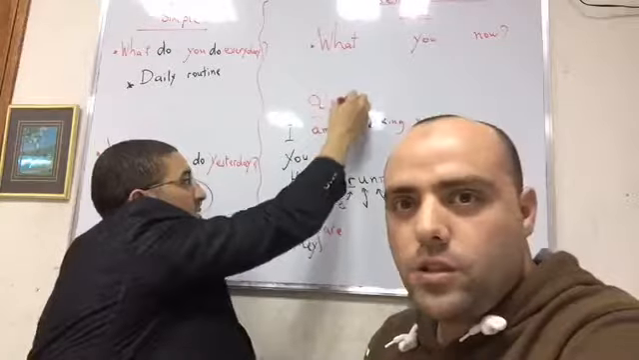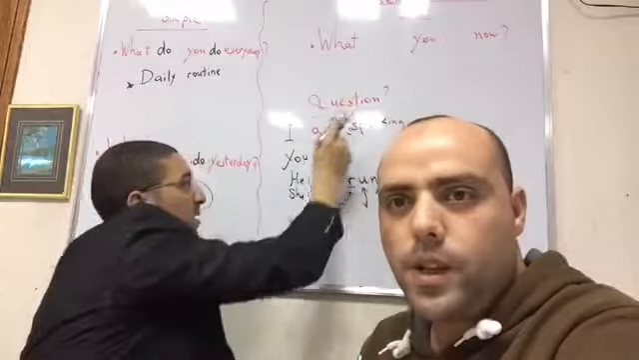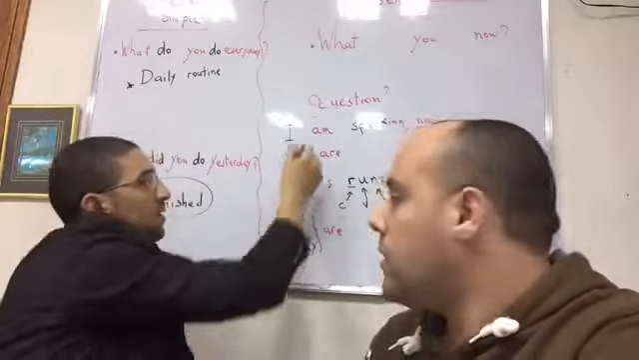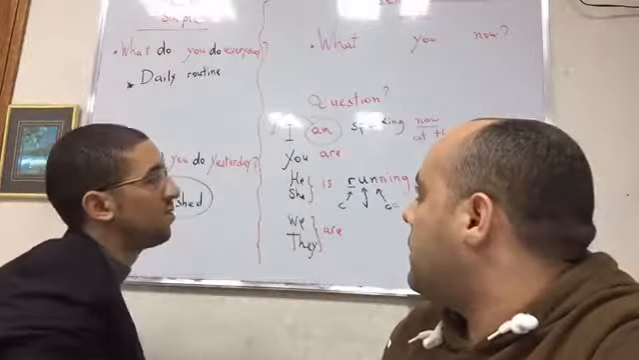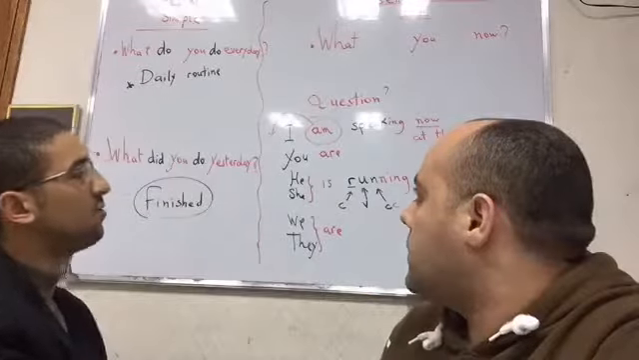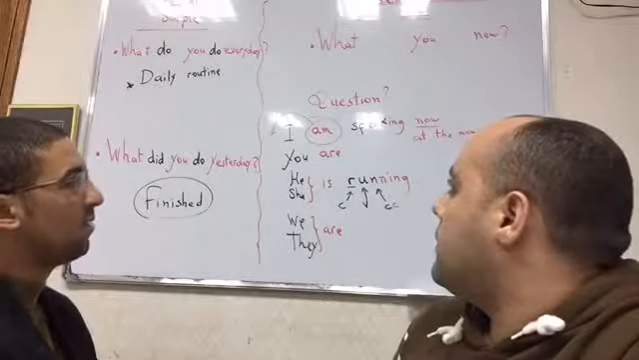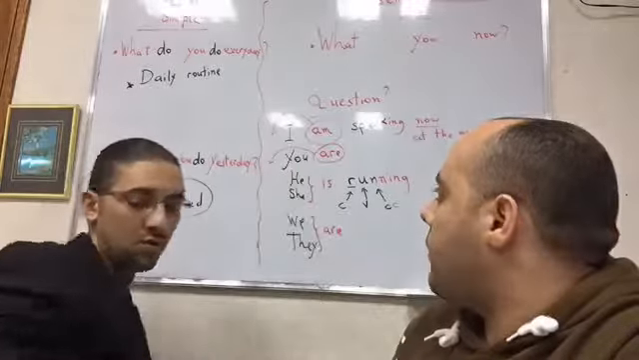Now I think that we're going to move to the next form, which is the question. As you know, in English we have two types of questions: yes or no questions and WH questions. When you have verb to be, you just reverse. You bring verb to be to the beginning of the sentence, before the subject, and you say, "Am I speaking now?" And the same thing happens here. You say, "Are you?"